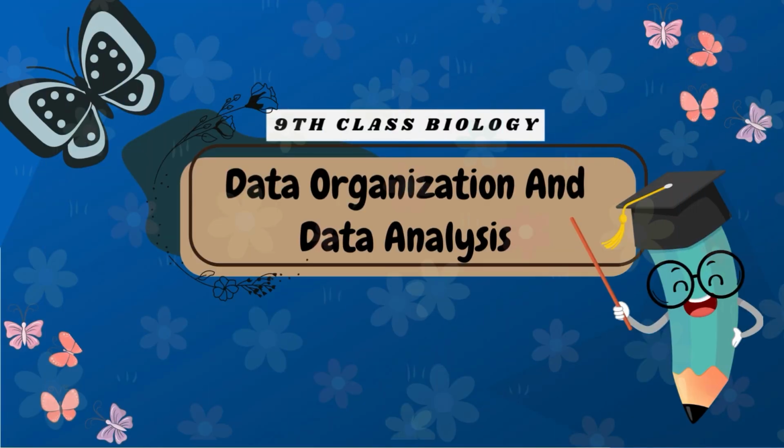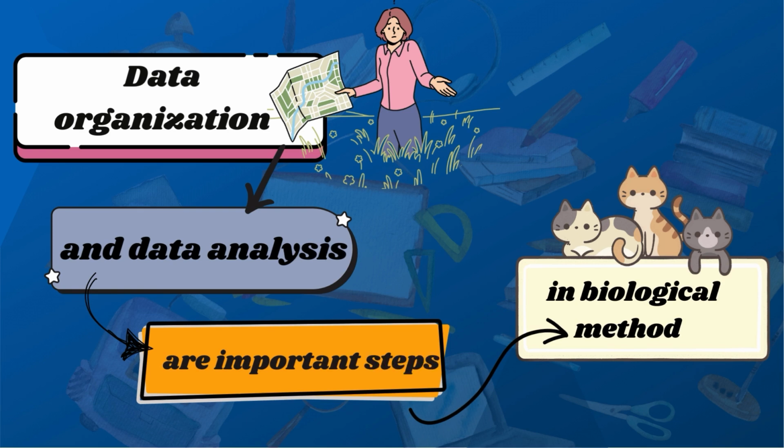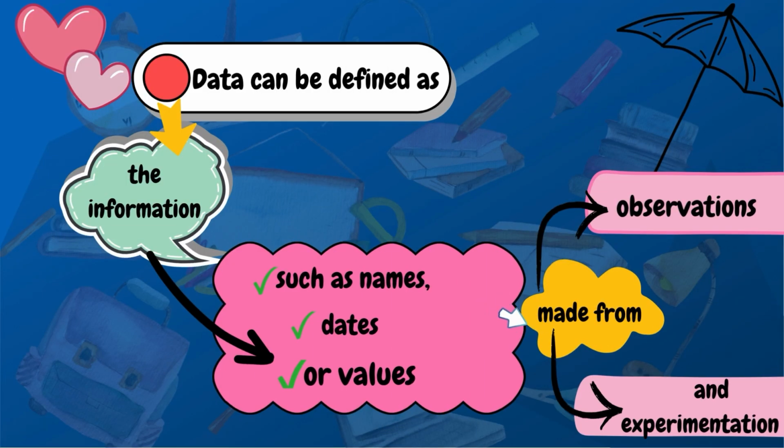Hello. Today we will talk about data organization and data analysis. Data organization and data analysis are important steps. In biological method, data can be defined as the information such as names, dates, or values made from observations and experimentation.